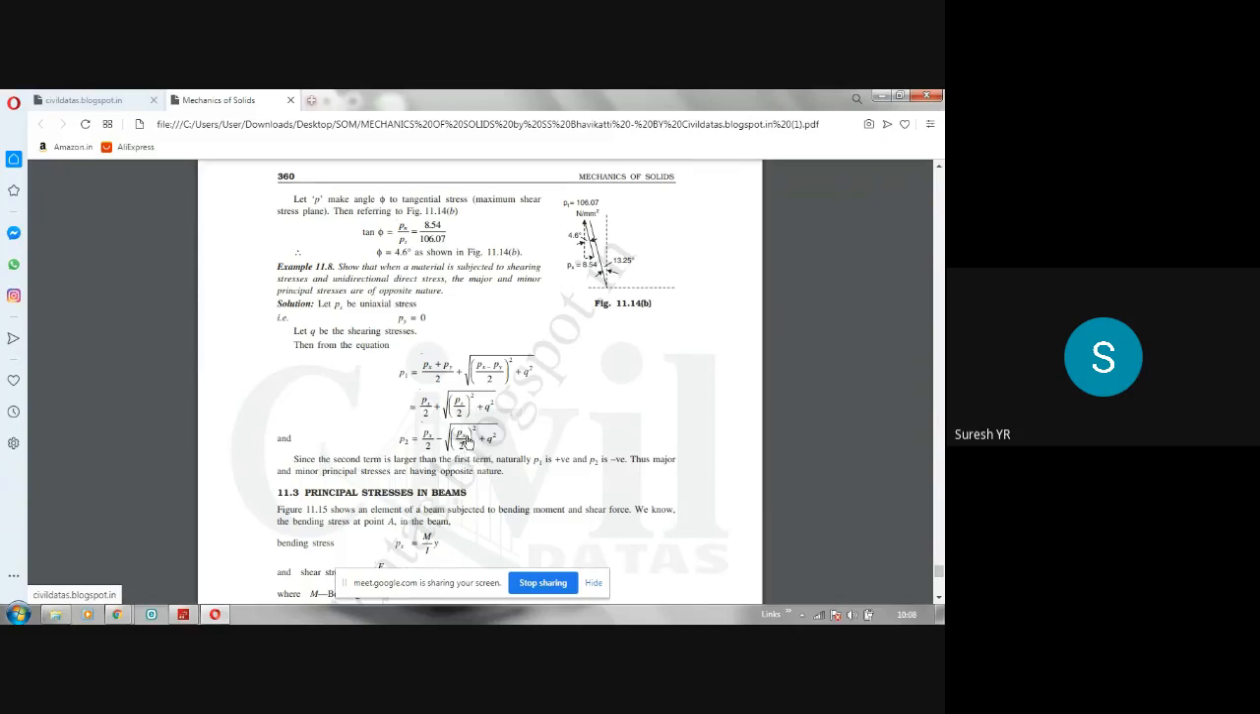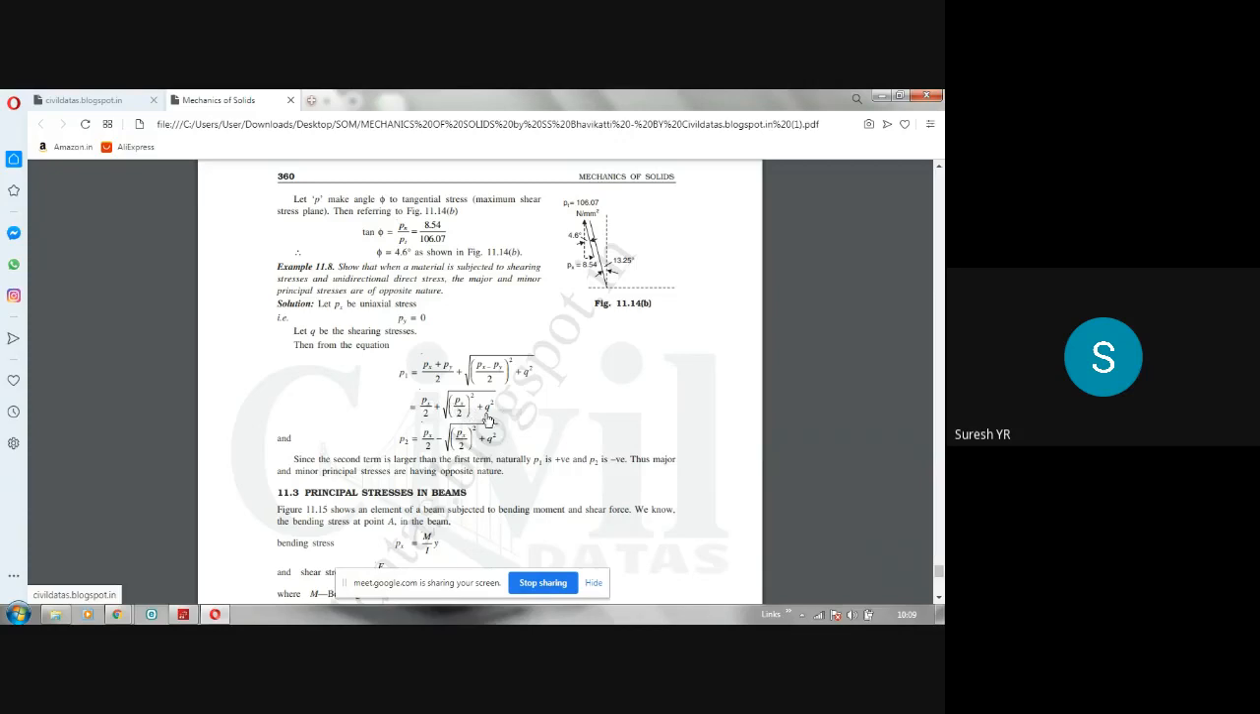So from here you can see, if you observe the expressions, in the first one, P1 is equal to Px by 2 plus root of (Px by 2) whole square plus Q square. You can see that both terms are positive here. Let us take the positive root of this. So this is also a positive number, this is also a positive number. So positive plus positive is another positive. So that means P1 is positive.